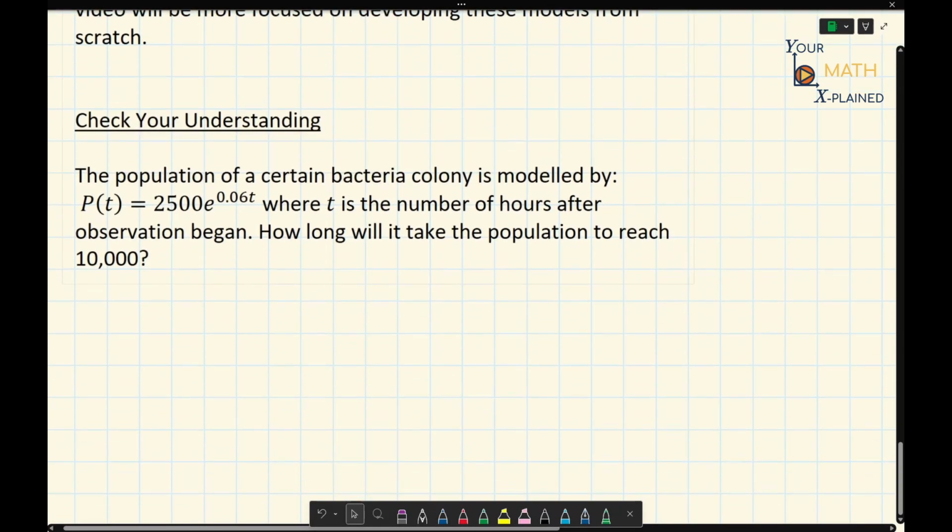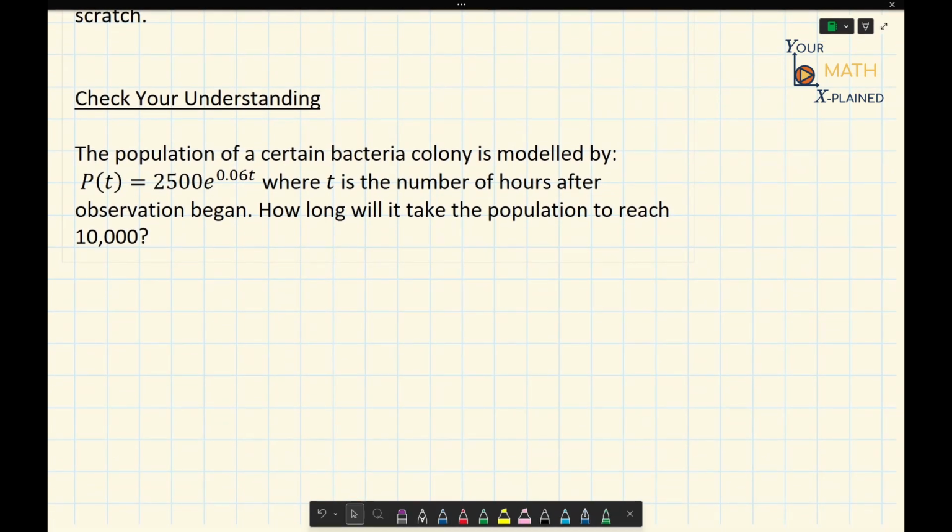And now it is your turn to give this a try. Suppose that the population of a certain bacteria colony is modeled by this equation on the screen here, where T is the number of hours after observation began. Can you figure out how long it will take for the population to reach 10,000? And don't forget your units here.